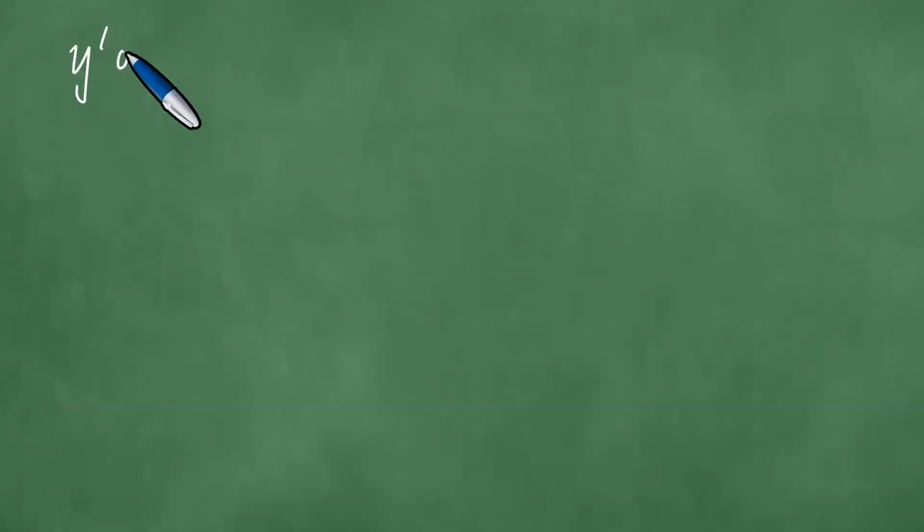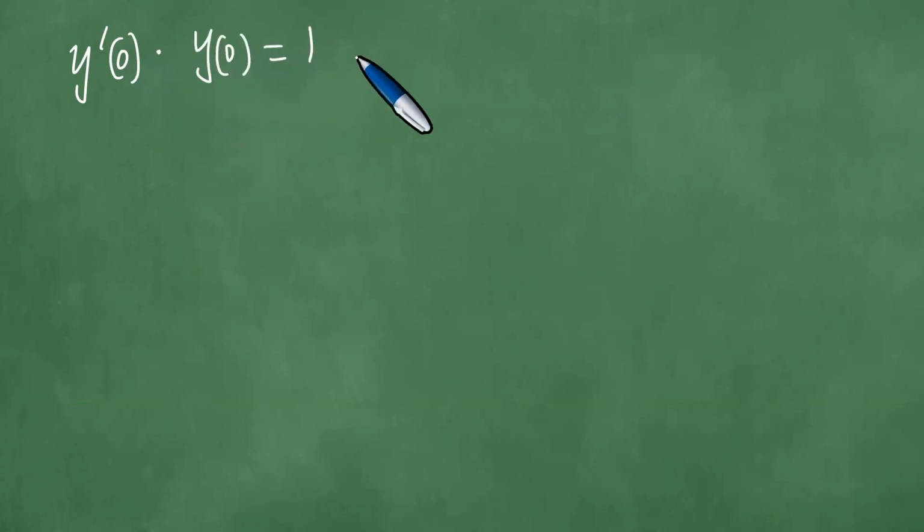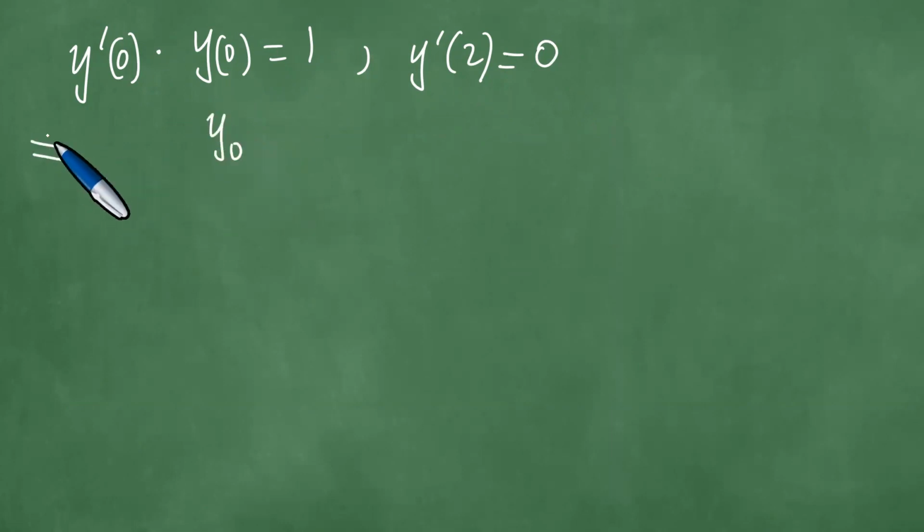I want us to analyze these together. Y0, y primed of 0, y0 is 1, y primed at 2 is 0. Now, this one can be seen as, like the y of 0 can be seen as y0. So this one is like y0. And this one is y0 primed.